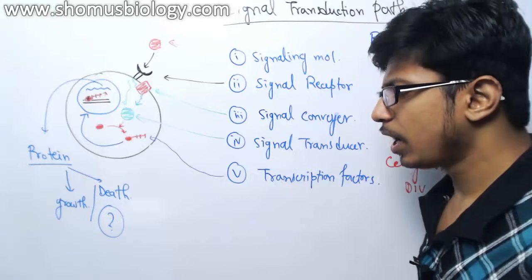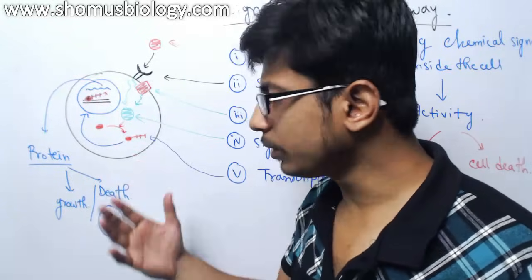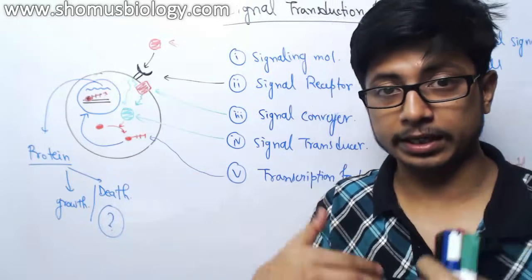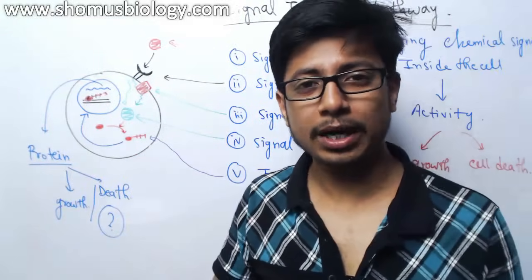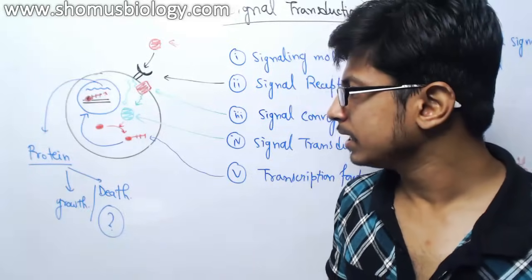But the question is, all these pathways I told you are related to either growth or death. So once we take insulin, once we take glucose, we produce energy. So ultimately the cell wants to live. So this is a part of the growth associated pathway.